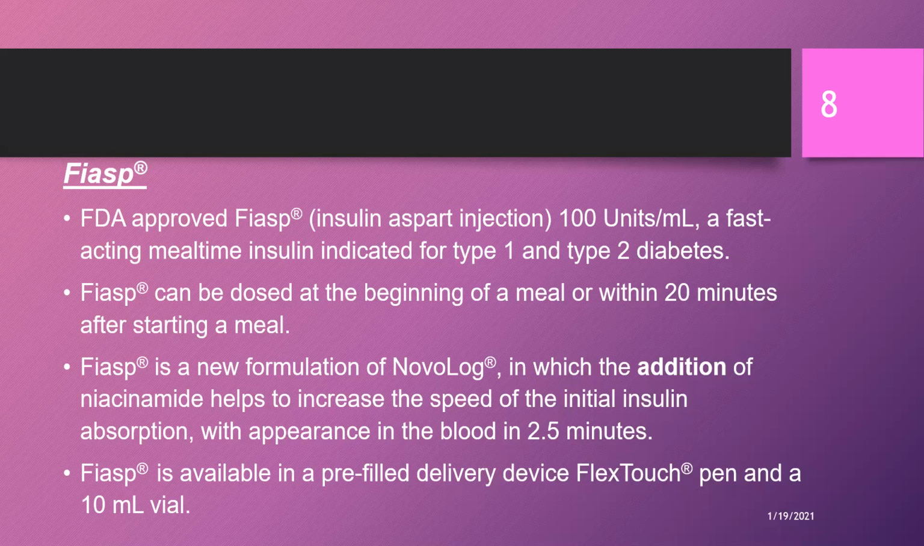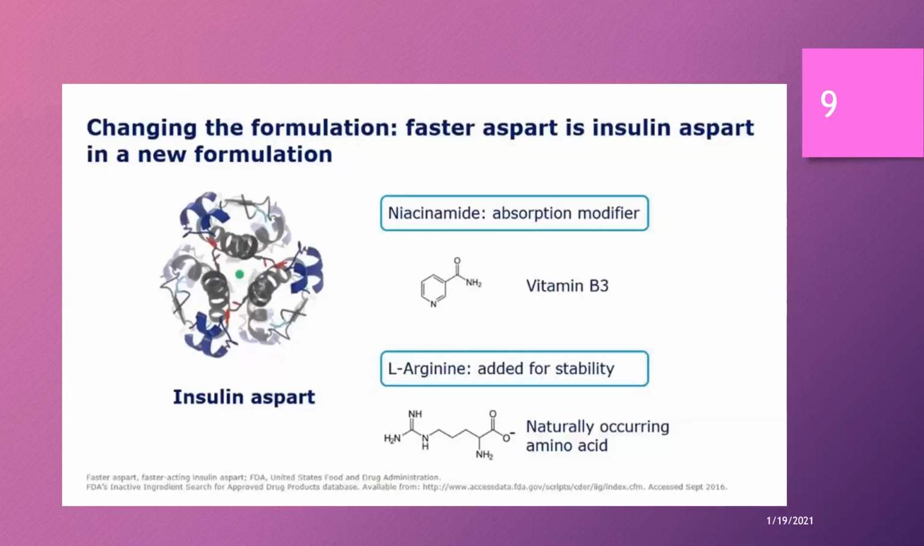This is now a new formulation of NovoLog, that is aspart insulin, in which the addition of niacinamide helps to increase the speed of the initial insulin absorption, with appearance in the blood in just 2.5 minutes. So it is very rapid and quick to act. You just have to inject it and the patient can start the meal straight away. Fiasp is available in a pre-filled delivery device like the FlexTouch pen and a 10 ml vial. So it is available both in the vial form as well as in the pre-filled delivery device.